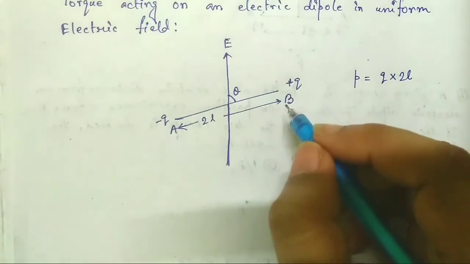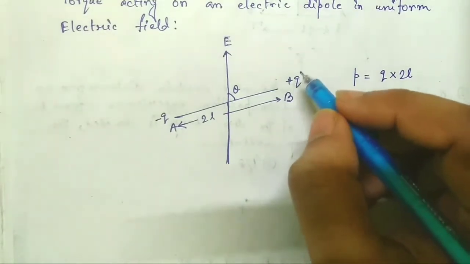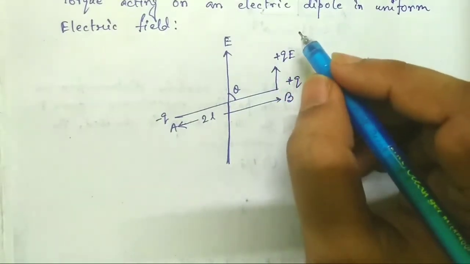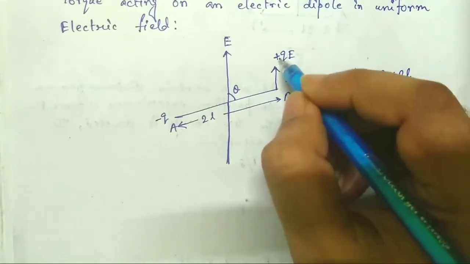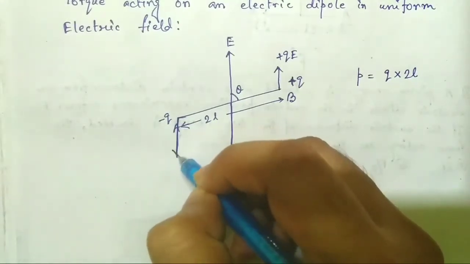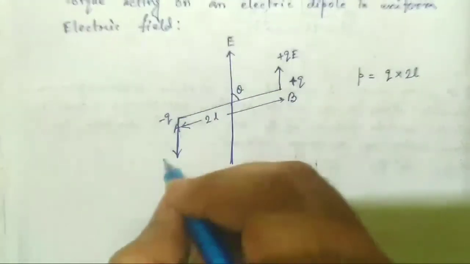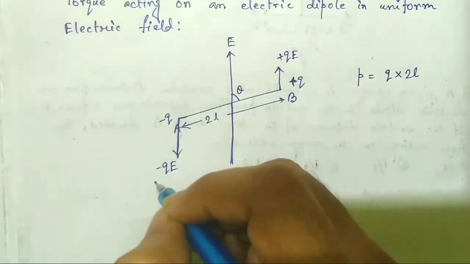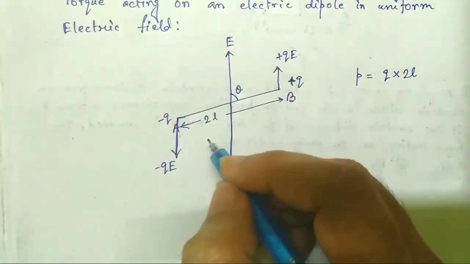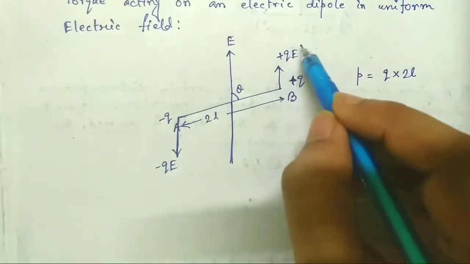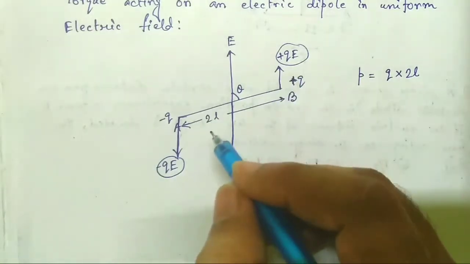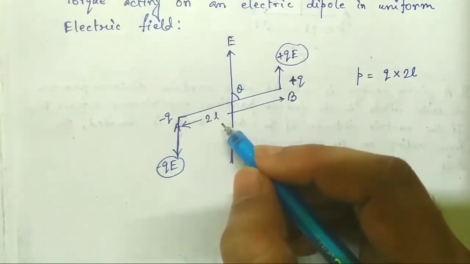The force on plus Q charge will be plus Q into E in the direction of the electric field, and the force on the minus Q charge will be opposite to the direction of the electric field, and its value will be minus QE. These two forces are equal, opposite and parallel to each other, so they will create a torque on the dipole.